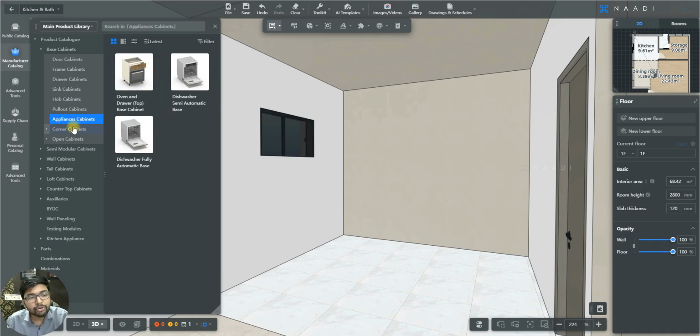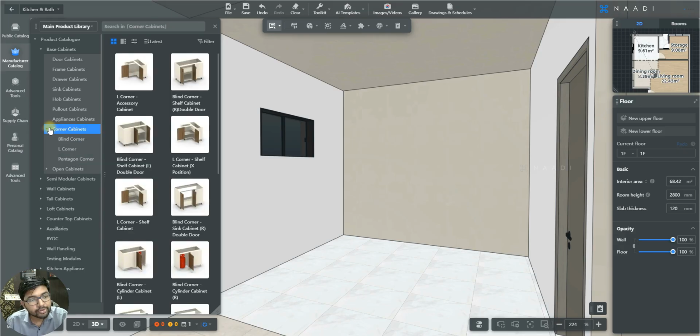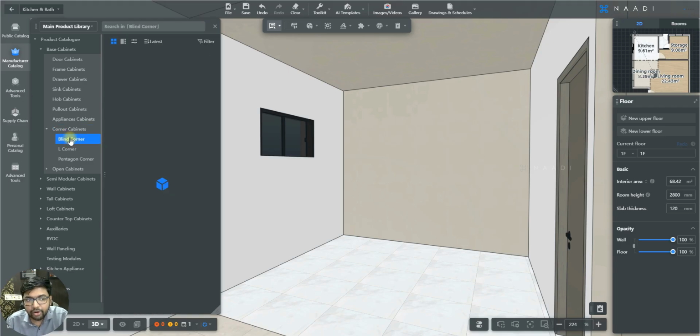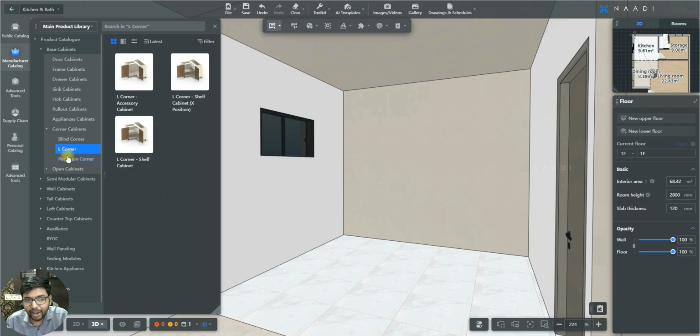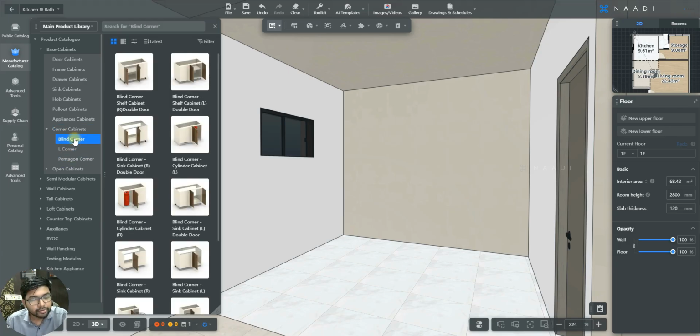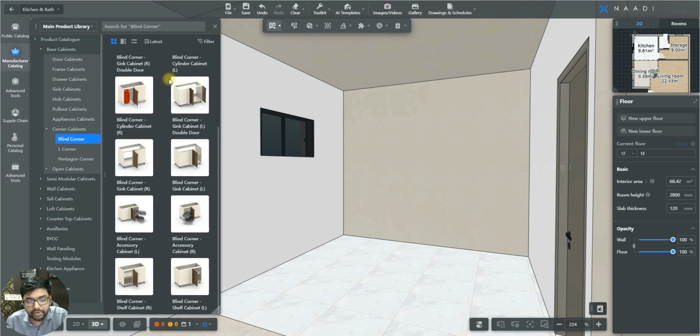And then come in your corner base cabinets. If you just click it up, you will see 3 types of corner base cabinets here: your blind corner, L corner, and your pentagon corner. So if you're looking for a blind corner base cabinet, can you see? These are all the different types of blind corner base cabinets here.